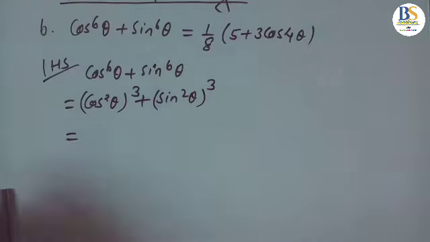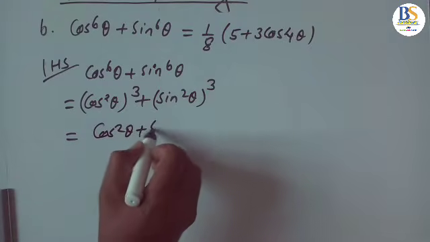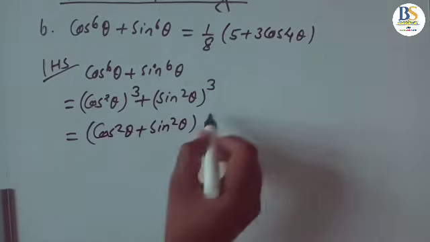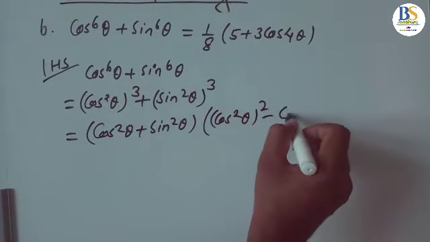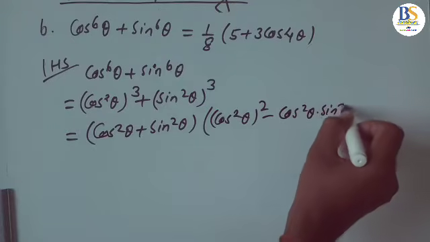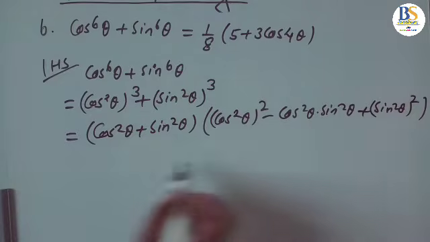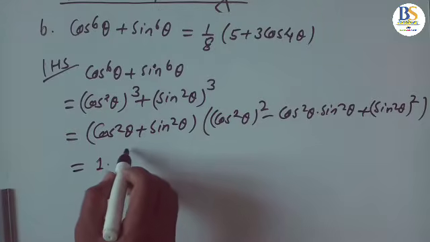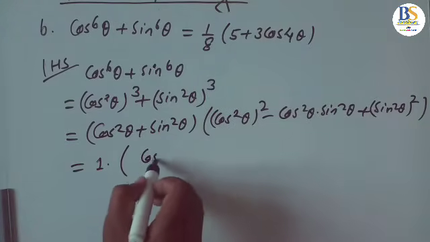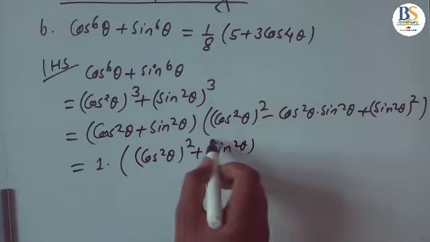Then try to find the factors of a cube plus b cube, which is a plus b, a square minus ab plus b square. A plus b means cos square theta plus sin square theta. A square means cos square theta whole square, minus ab means cos square theta times sin square theta, plus b square means sin square theta whole square. Then cos square theta plus sin square theta is just 1. Then there is cos square theta whole square plus sin square theta whole square.